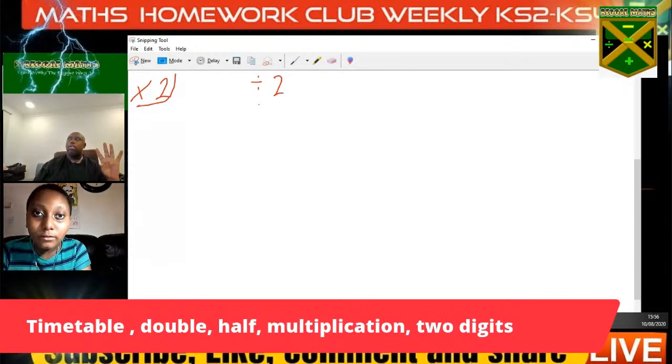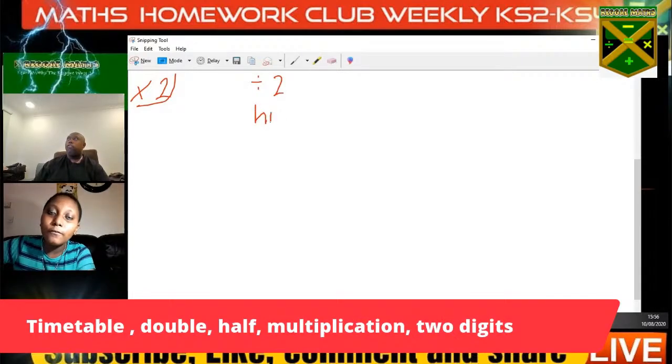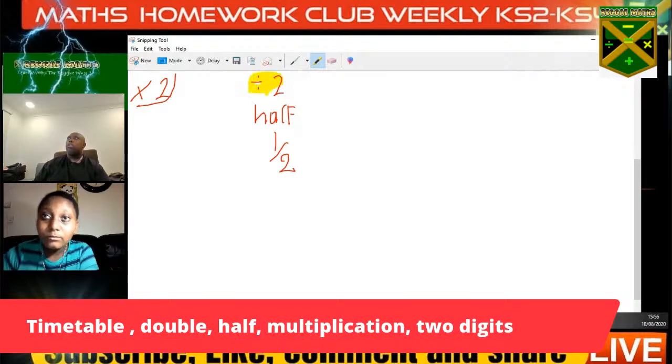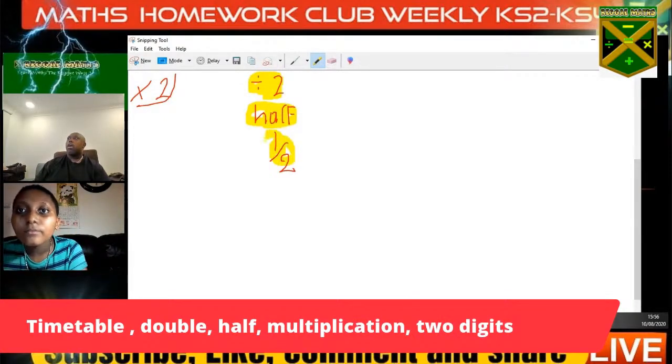Divided by 2. It's the same as what? Dividing by 2 is the same as what? A half of. A half. And the fraction a half. Remember, these are the same thing. They will use them in the exam. All 3 of these are the same, right?